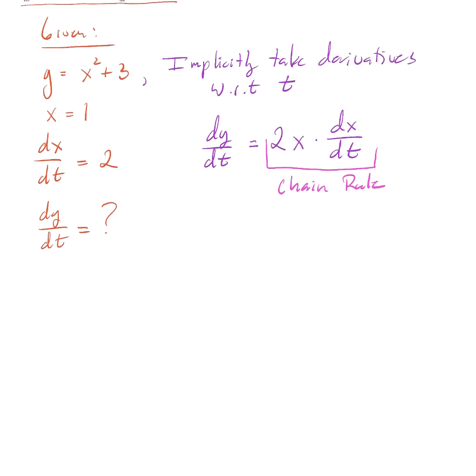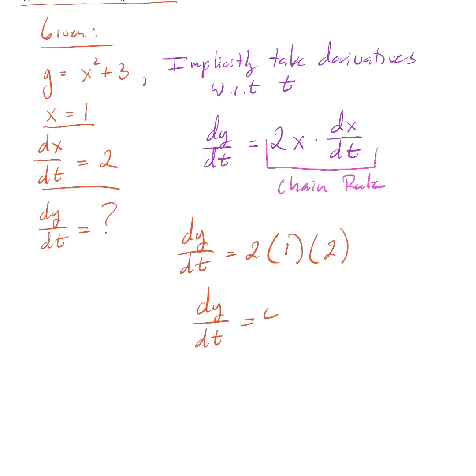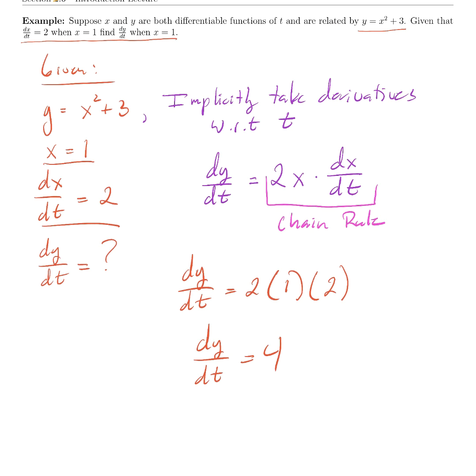Okay, so we were asked to find dy/dt at a whole bunch of specific situations. x is 1, dx/dt is 2. So dy/dt is equal to 2 times, this is all happening when x is equal to 1, times, and when dx/dt is equal to 2. So that would tell me that dy/dt is equal to 4. Okay, that was completely out of context.